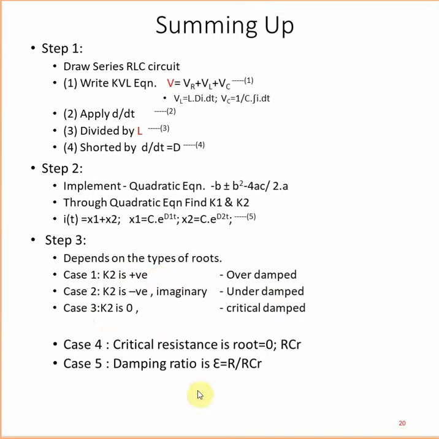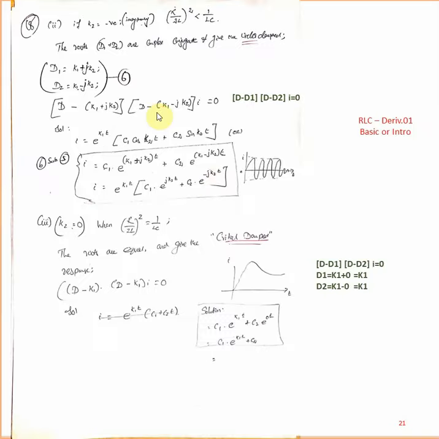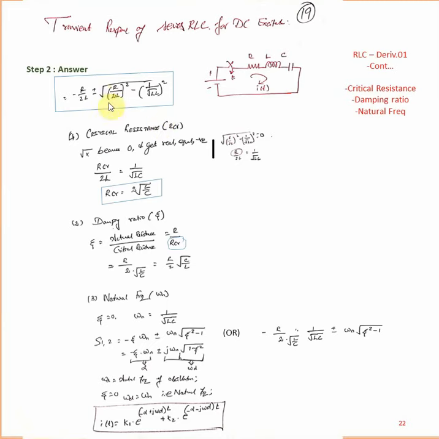Critical resistance: you are going to find out what the critical resistance is. In that case, the root equals 0. If the root value is K2 equal to 0, you will find out the RCR. So let's see. This is the K2, the root of this expression is equal to 0. Then the root values are removed.